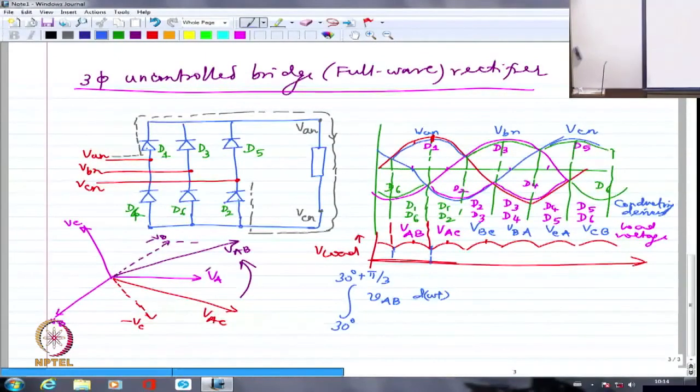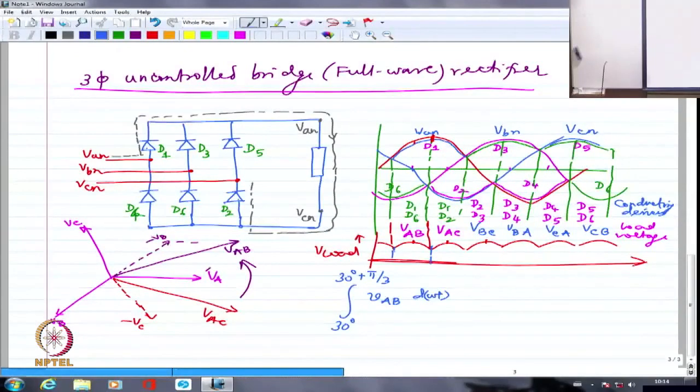Device 2 will join hands with 3 and also with 1, so it will conduct for 120 degrees. Every device conducts for 120 degrees individually, and every pair, a particular combination, conducts for 60 degrees. So this line voltage, as far as the magnitude is concerned, is the same whether I look at it here or here, because the line-to-line voltage peak is the same. It is 30 degrees on this side and 30 degrees on this side of the peak.